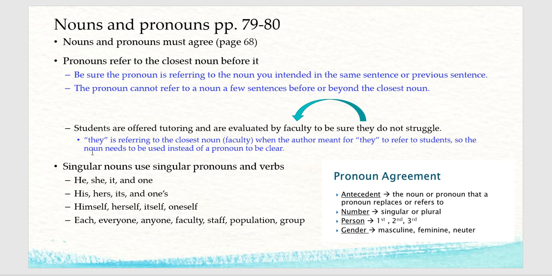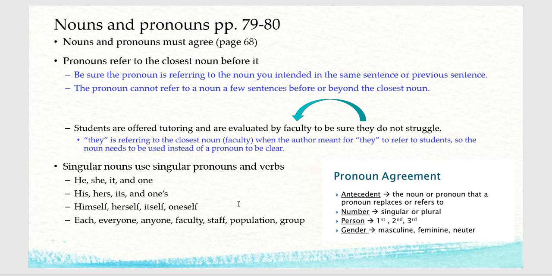So here's an example. Students are offered tutoring and are evaluated by faculty to be sure they do not struggle. So they is going to refer to faculty because that's the closest noun. But that doesn't make sense, does it? So they is really referring to the students. So what's going to happen is that instead of saying they, students is going to have to be repeated here so that it will make sense.